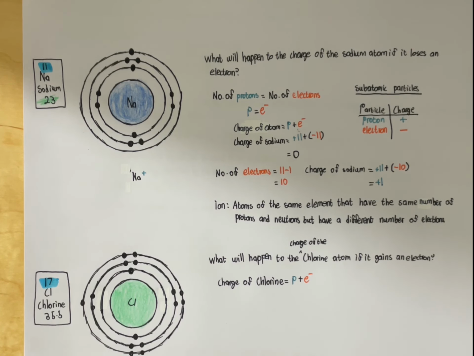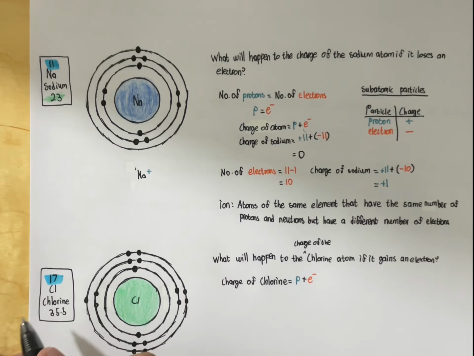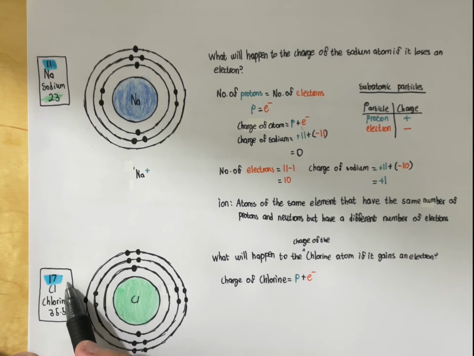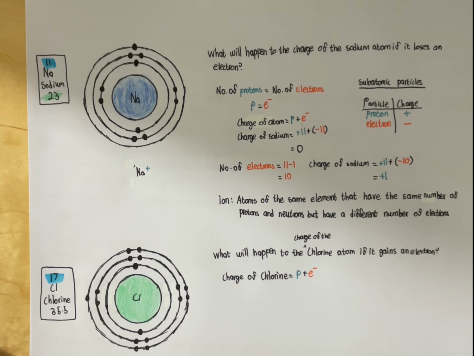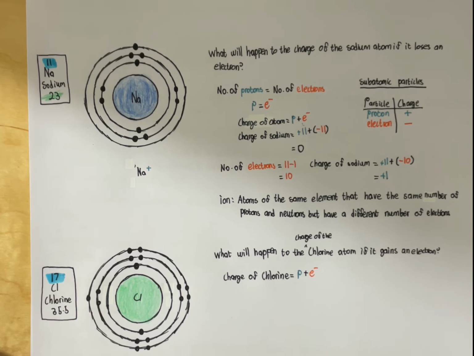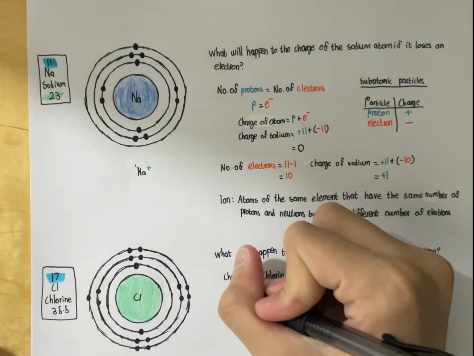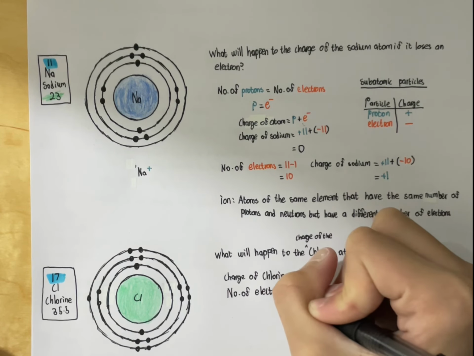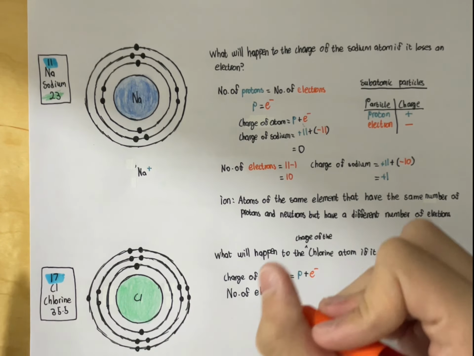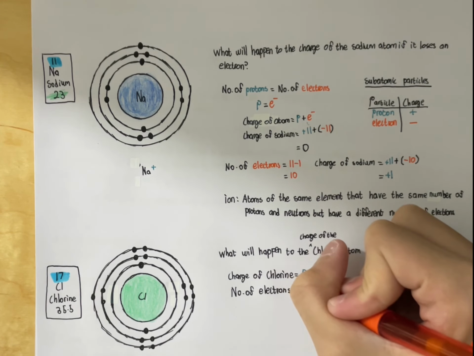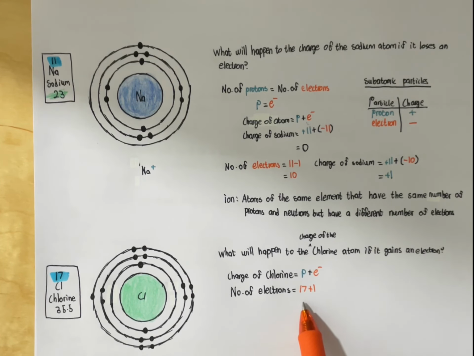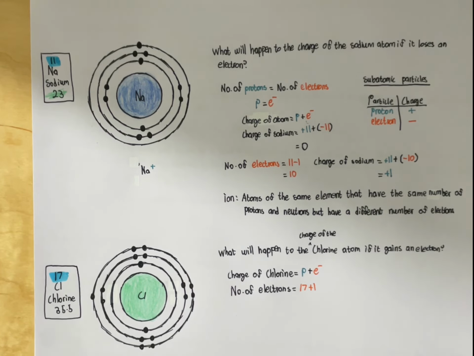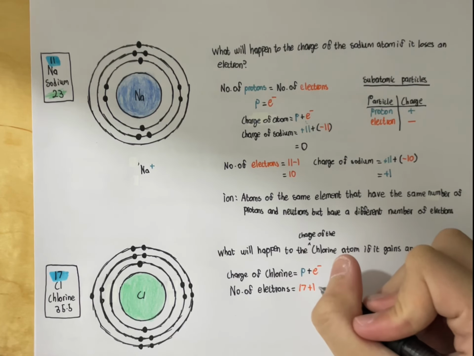But since it has gained an electron, the number of electrons is going to be 17 plus 1, because remember, the number of protons is equal to the number of electrons, so 17 equals 17, and since we've gained an electron, the number of electrons is going to be 18. So let me write that down. Number of electrons. Remember, this is not the charge, this is just the number of electrons. You need to be quite careful with this. So number of electrons is equal to 17 plus 1, which is equal to 18.